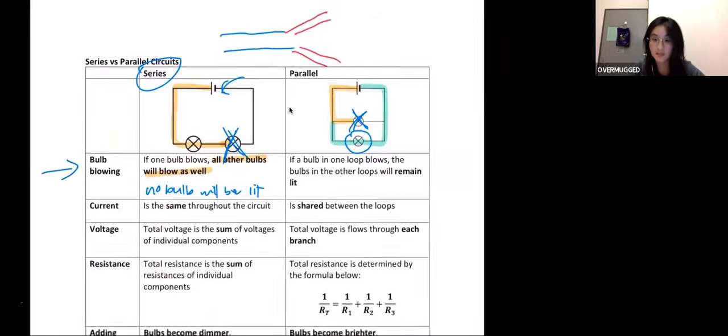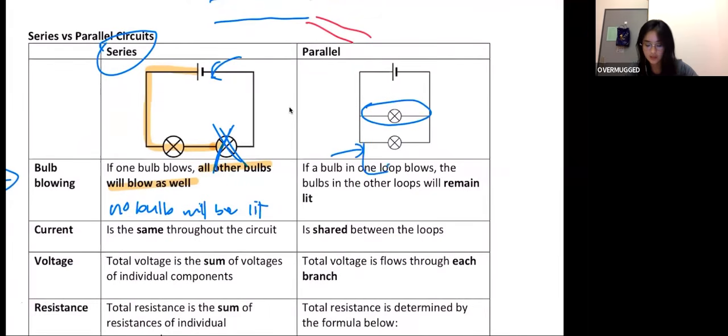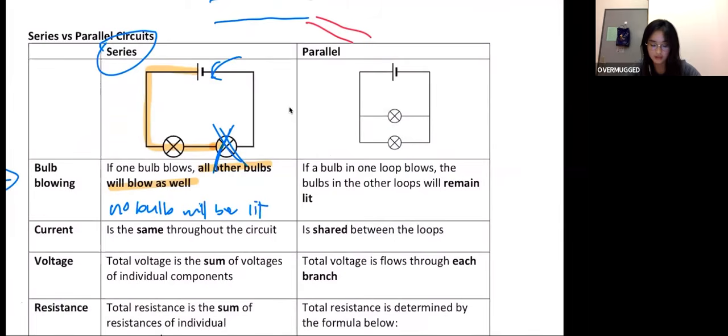So what I'm trying to say is that in a parallel circuit, if one bulb blows in that particular branch, the other bulbs in the other branches, like this one, or if I add another branch here, or as many branches as I want, all the rest of the branches are unaffected. So the bulbs in the other loops will remain lit.